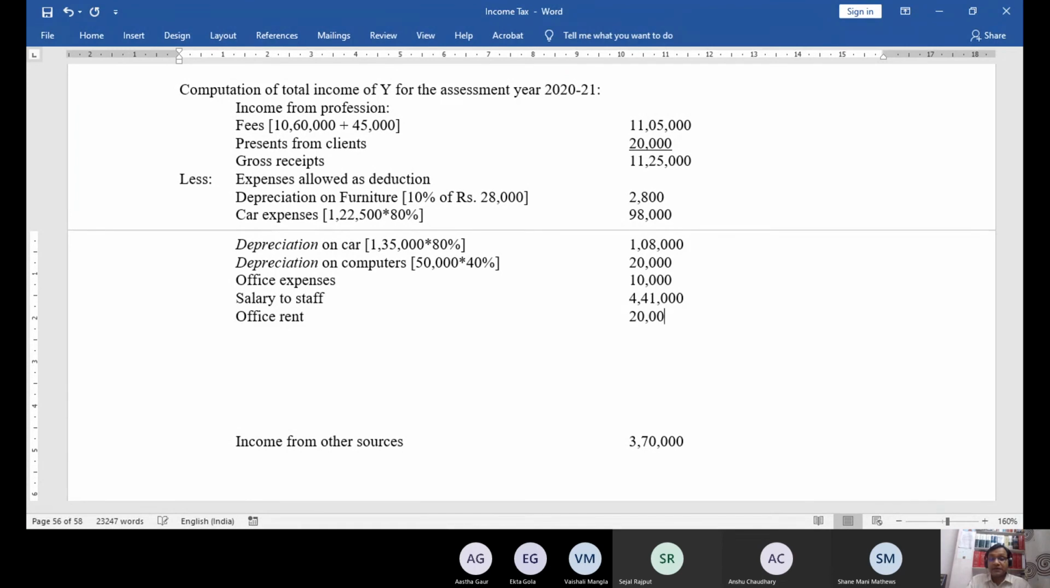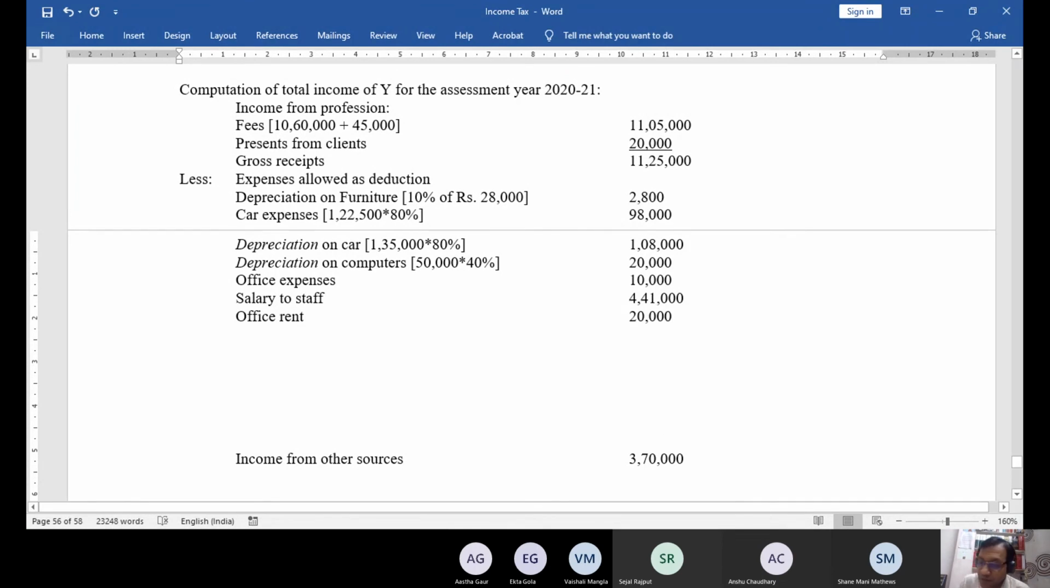20,000. Income tax penalty. Can you tell me the treatment of income tax penalty? Is it my expenditure? Can I show it on the debit side? Anyone who can tell me this? Income tax penalty.